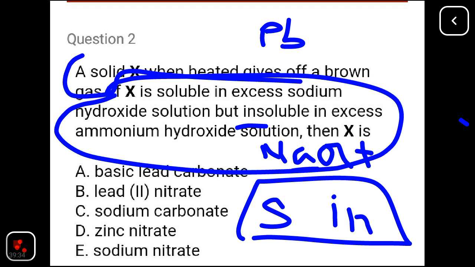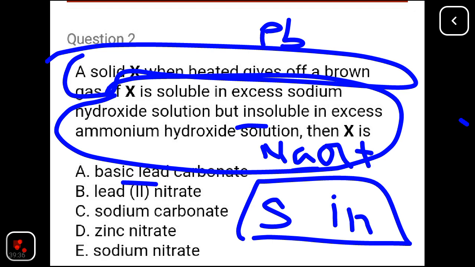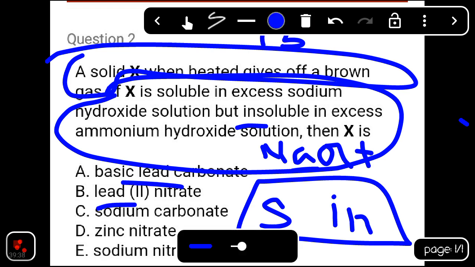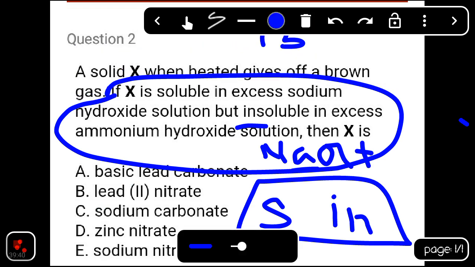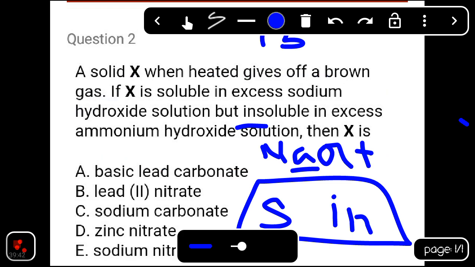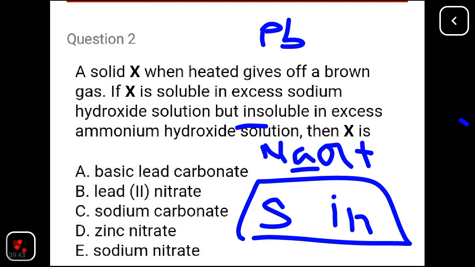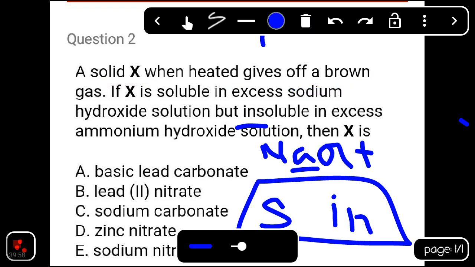But how about the first one here? Because we see two lead compounds in our options there, right? So how will you know which one is the right one? It is from the first statement there, right? Which of them will decompose to give off a brown gas, right? So now let's do their decomposition and see what they will form.